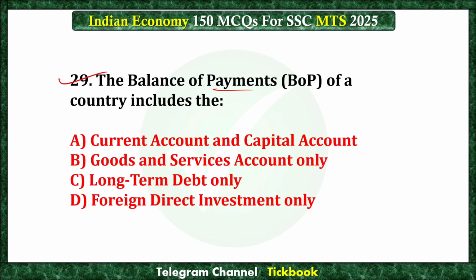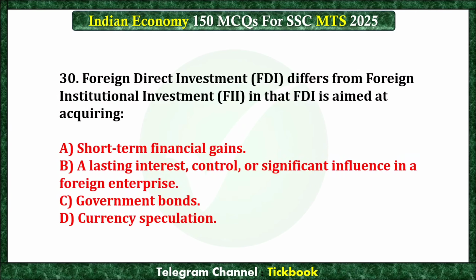Question 29: The balance of payments of a country includes the. Option A, current account and capital account. Question 30: Foreign direct investment, FDI, differs from foreign institutional investment, FII, in that FDI is aimed at acquiring. Option B, a lasting interest, control or significant influence in a foreign enterprise.